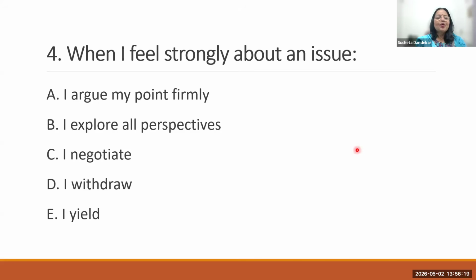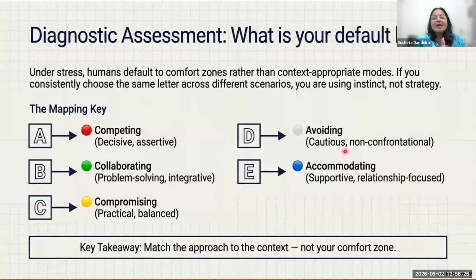All right. I hope you have your alphabets there. This is your comfort zone. If you have more A's, you are more competing. If you have more B's, you are collaborating. If you have more C's, you are compromising. If you have more D's, you generally try to avoid the situation. And when you have more E's, you are an accommodating kind of person. This is your default baseline. Most of the time, this is your comfort zone when it comes to an argument or a conflict that is happening.